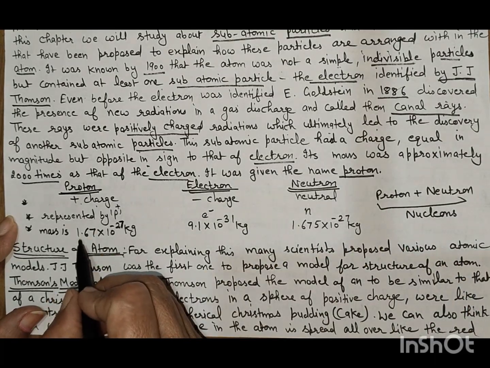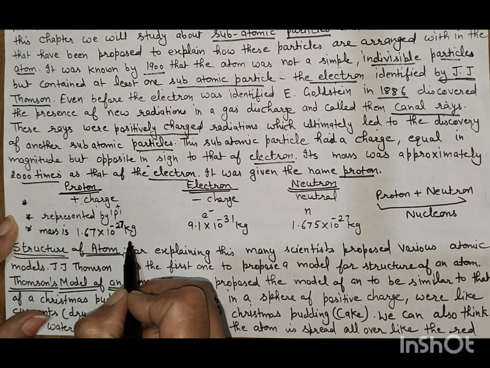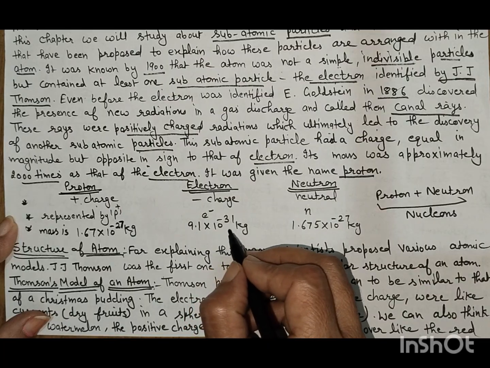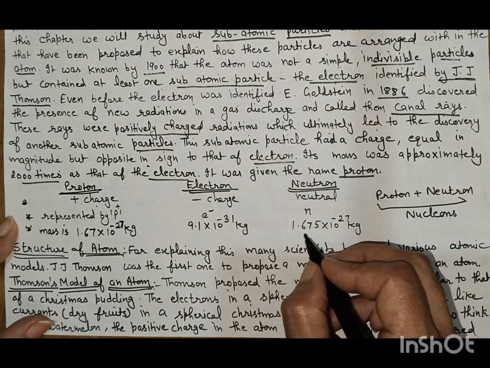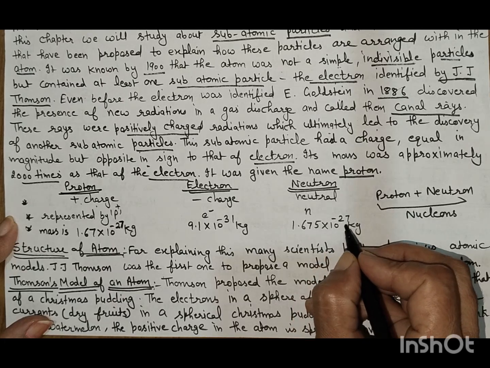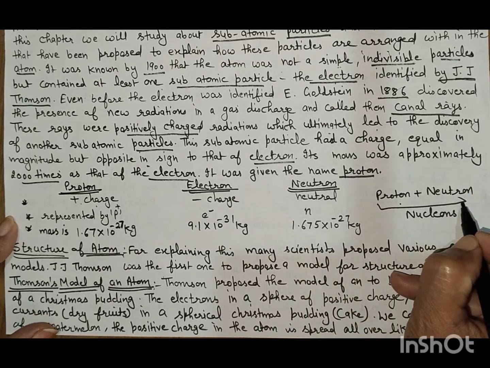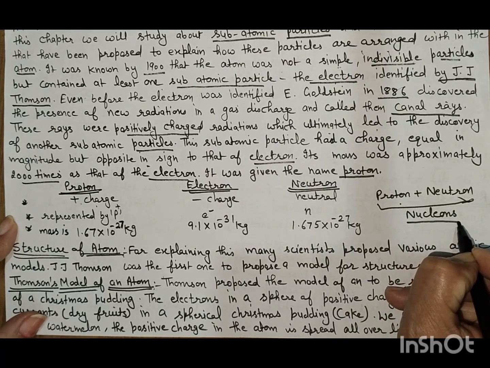Mass of the proton is 1.67 × 10^-27 kg. Mass of the electron is 9.1 × 10^-31 kg. And mass of the neutron is 1.675 × 10^-27 kg. And proton and neutron are collectively called nucleons.